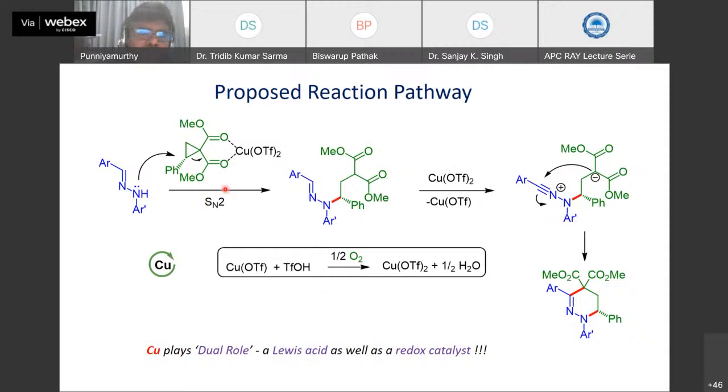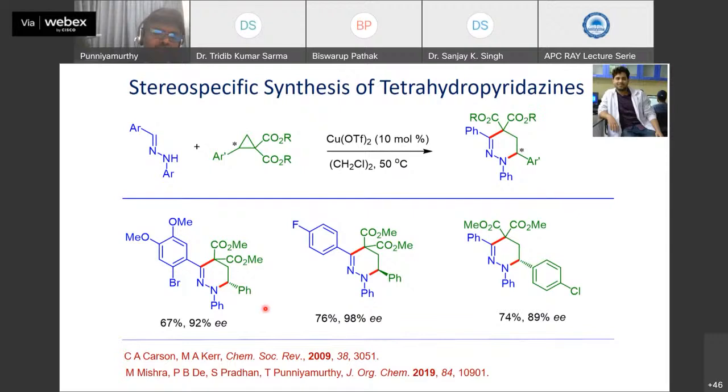What basically happens here is that copper first acts as a Lewis acid, then as a redox catalyst, and coupling these, we can generate this compound in one pot with high yield. You can see here that stereospecifically you can make this compound.